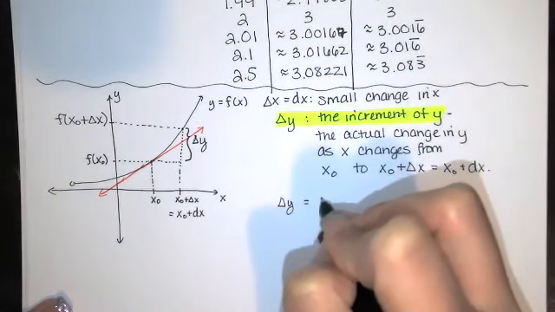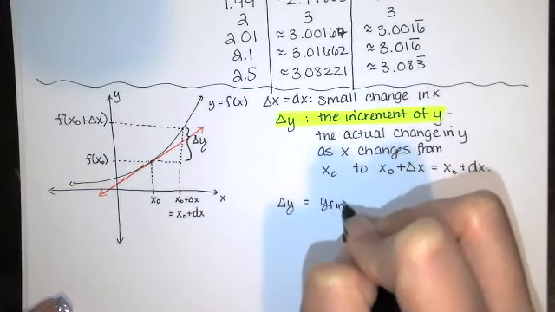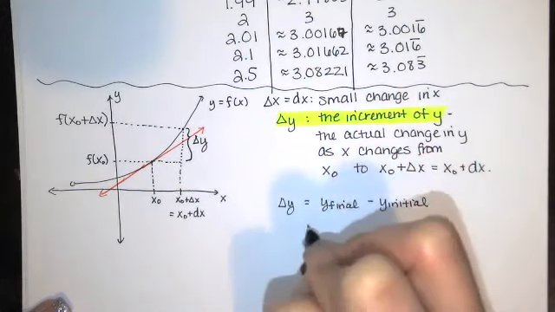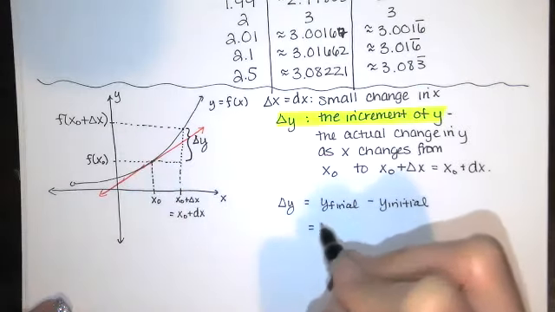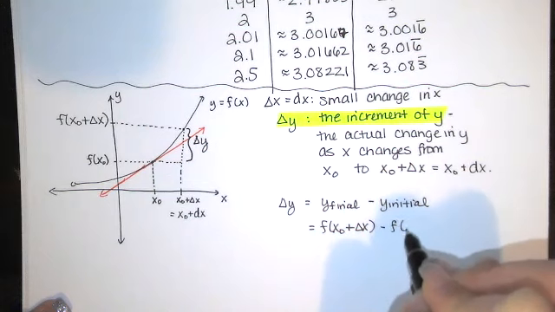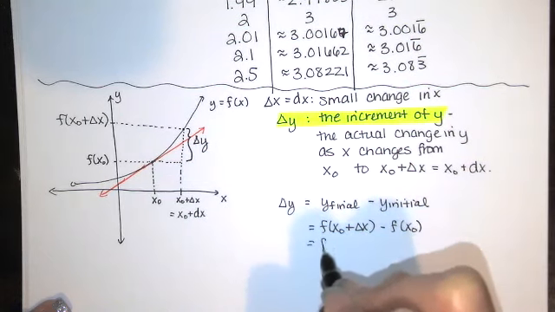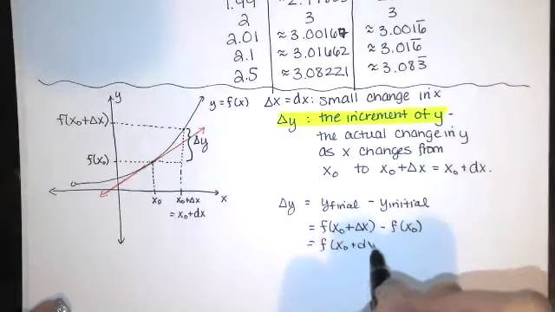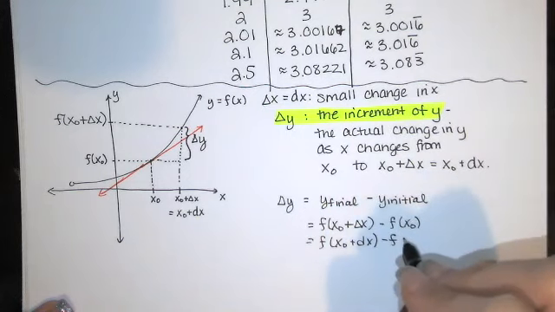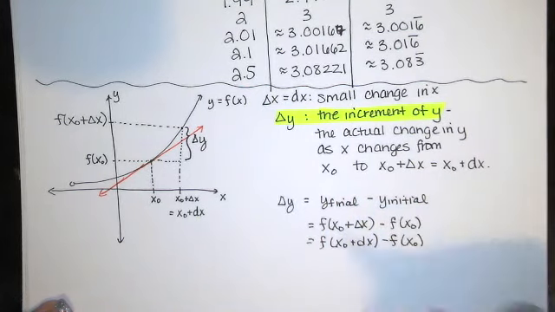So this is just the final y value minus the initial y value. That's all it is. And the final y value is f of x naught plus delta x. The initial y value is f of x naught. And if you want, you could write it with the differential of x in there. And we're saying the differential of x and delta x are the same thing in this application. So this is the actual change in y.